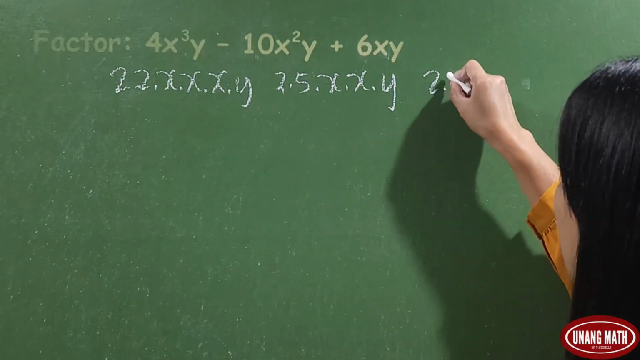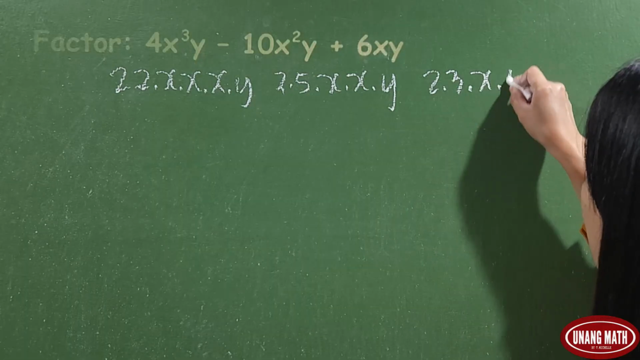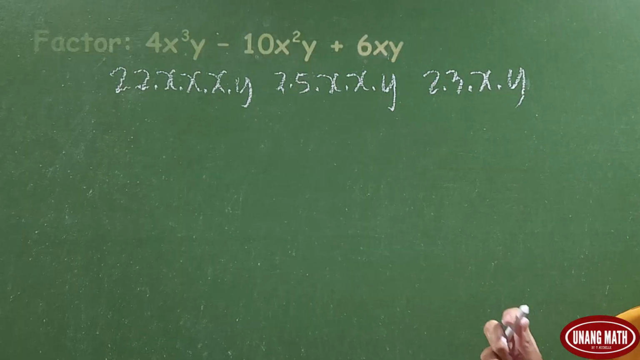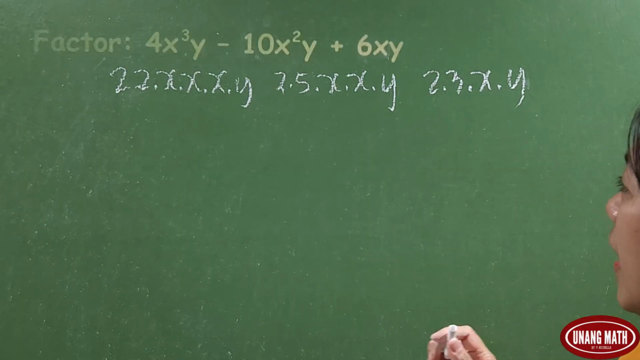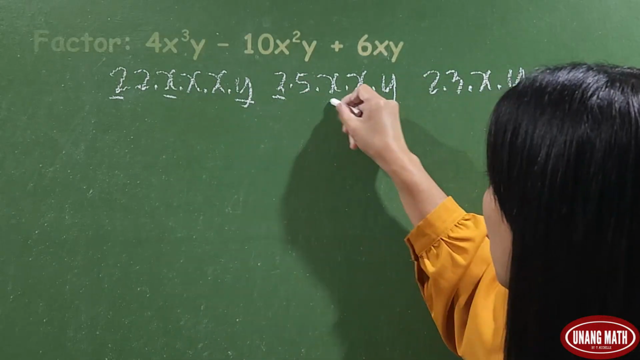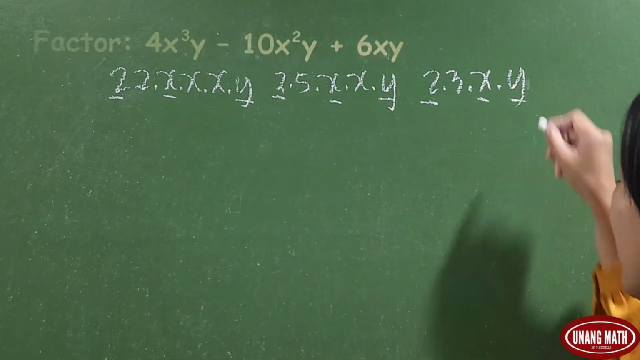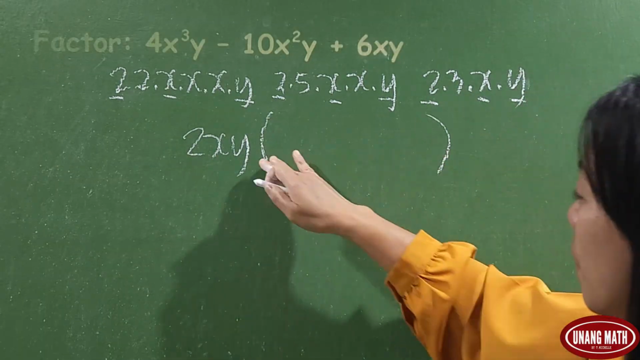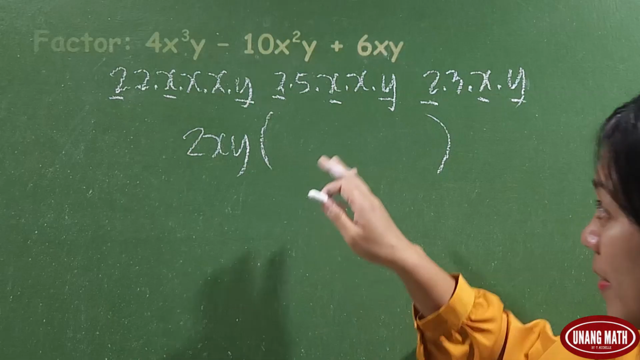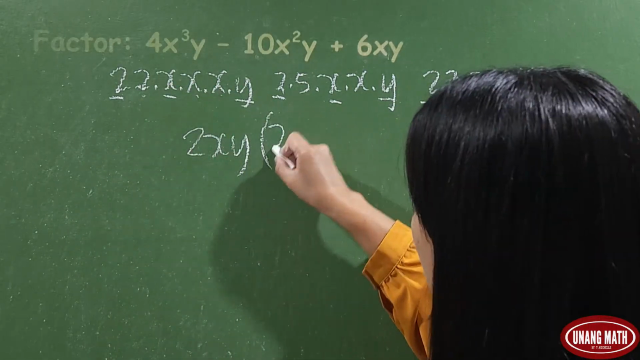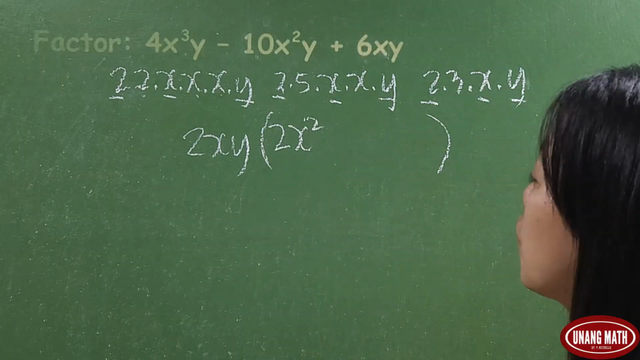6xy is 2 times 3 times x times y. If we're going to look at this one properly, the common factor here is 2xy. So common factor is 2xy. And what we need to write inside the parentheses then would be, here's 2 times x times x. So that would be 2x squared.